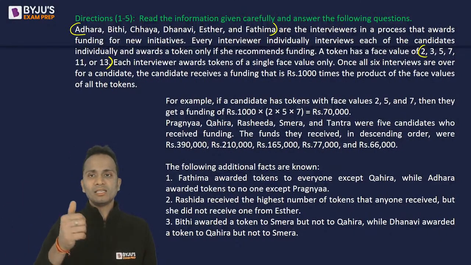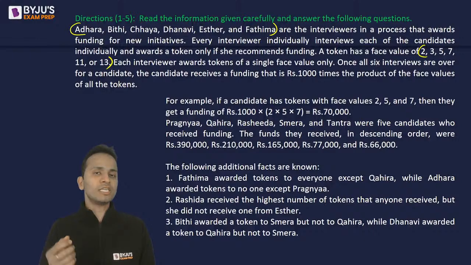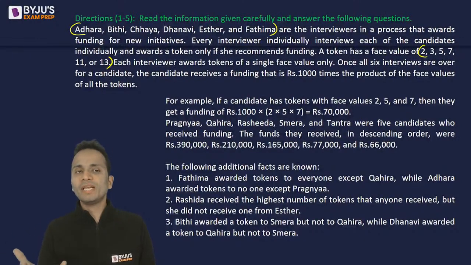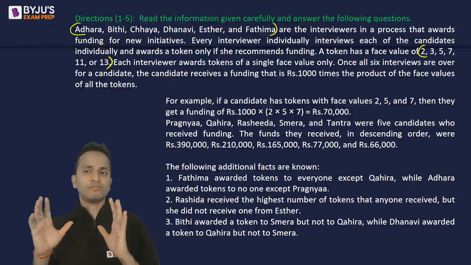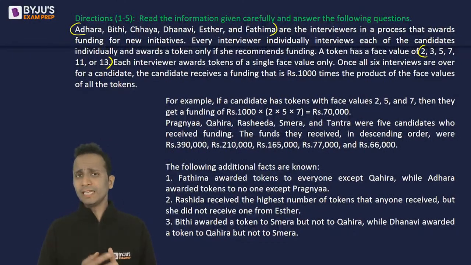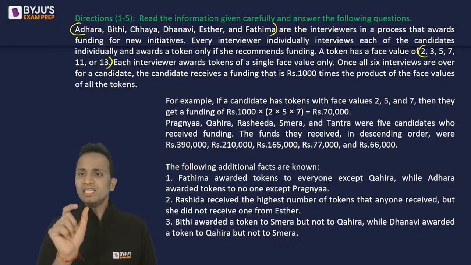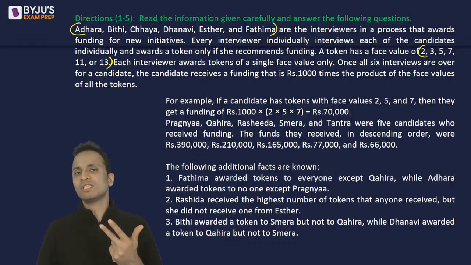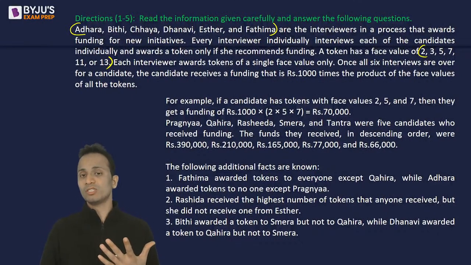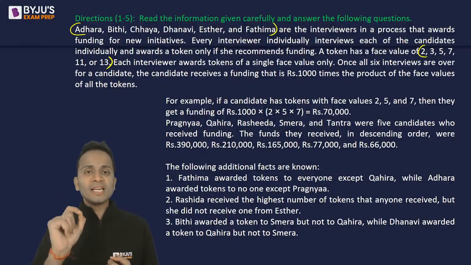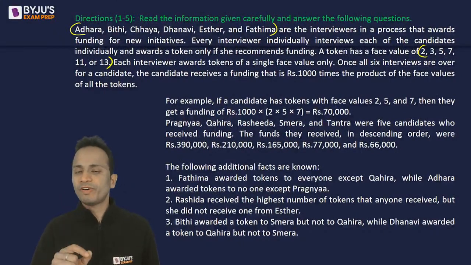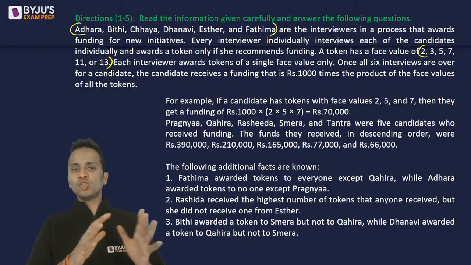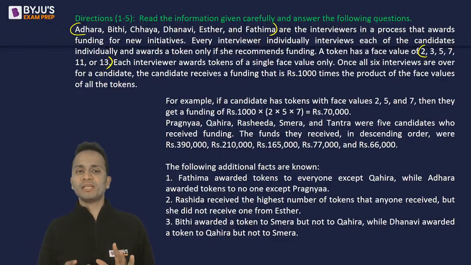Which token out of 2, 3, 5, 7, 11 and 13 has Adhra provided, Bithi, Chaya, Dhanvi and so on. We'll have to first determine this thing. Second thing, we'll have to find out these fundings which are received: 3,90,000, 2,10,000, 1,65,000, 77,000 and 66,000. Which candidate received how much funding? These are the two things that we will have to determine.